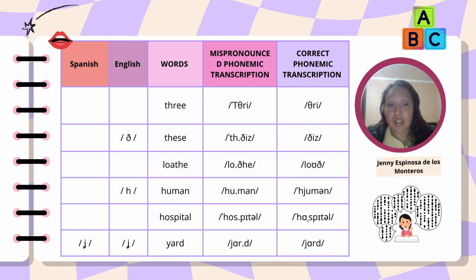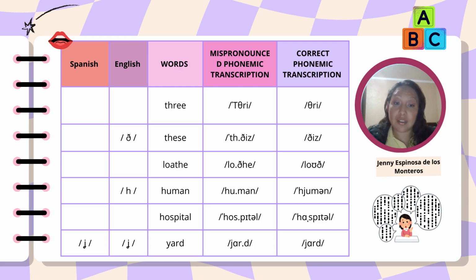Affricate sounds also present unique challenges. For example, human. The initial sound is a glottal fricative that does not exist in most dialects of Spanish. Many omit it, saying human incorrectly instead of human.